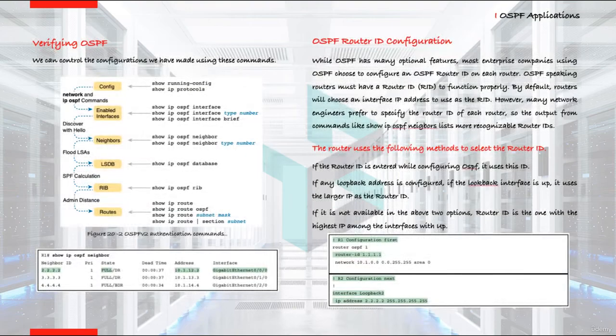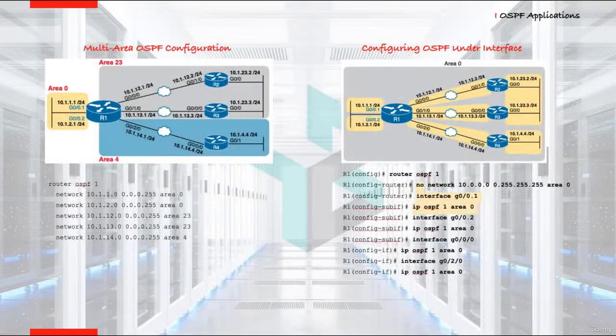On this page, let's take a look at the commands we use to validate OSPF: show running config, show IP protocols. We will use all of these commands. You can look at this document. Here I wrote about how you can configure the OSPF router ID, which we will do together in the lab. Here we have the multi-area lab configuration. We will do this together.